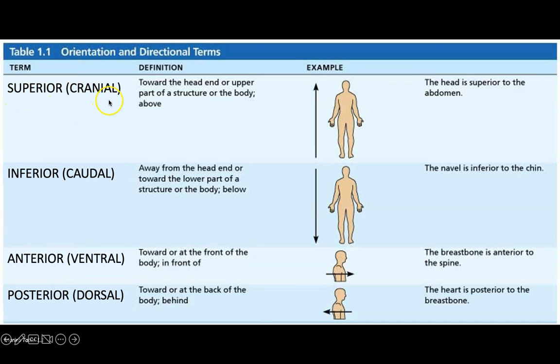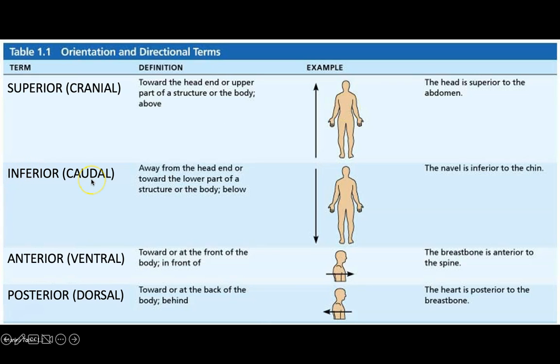So, superior. This is also known as cranial in some places. So superior or cranial, as in the cranium, that's your head, more or less. This is toward the head or upper part of the body. So shown here, anything high is going to be superior to anything lower than it. So in this example, the head is superior to the abdomen.